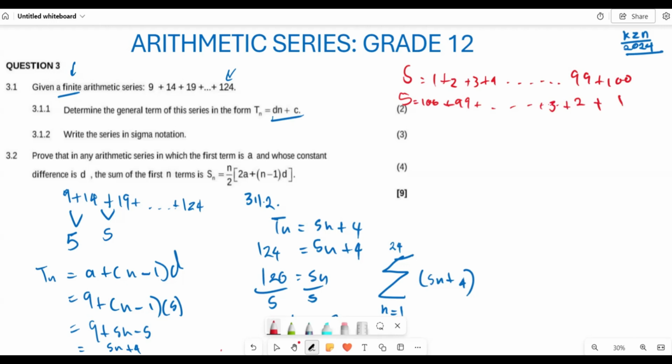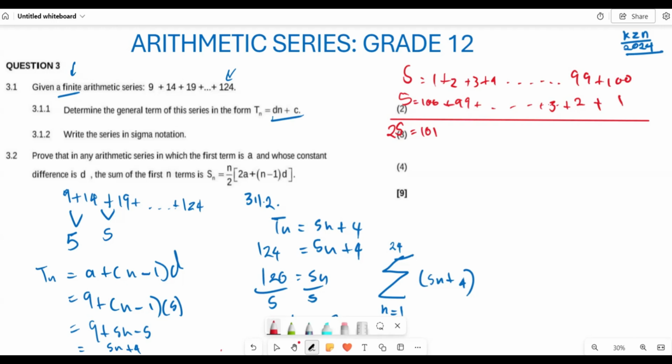Now, I want you to look at something. If I add these two examples, what am I going to end up having here? S plus S is going to give me 2S, isn't it? So when I say 100 plus 1, can you see it's going to give me 101?